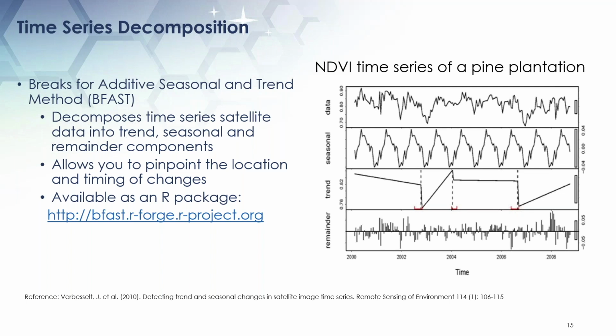One of these examples is called the Breaks for Additive Seasonal or Trend method, BFAST, and it can be used in something like an R package.